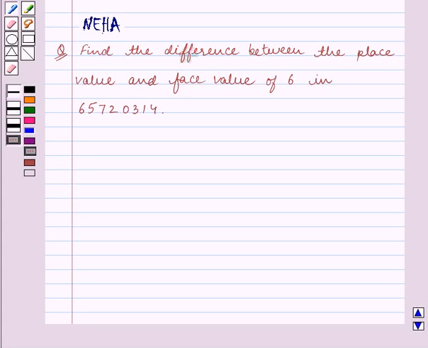In this session, we will discuss the following question. The question says, find the difference between the place value and face value of 6 in 6572031414. Before we start solving the question, let us first recall what is the place value and face value of a digit in a number.